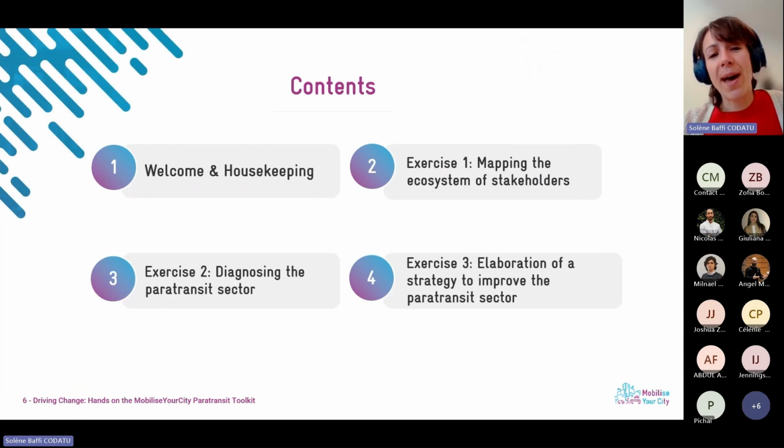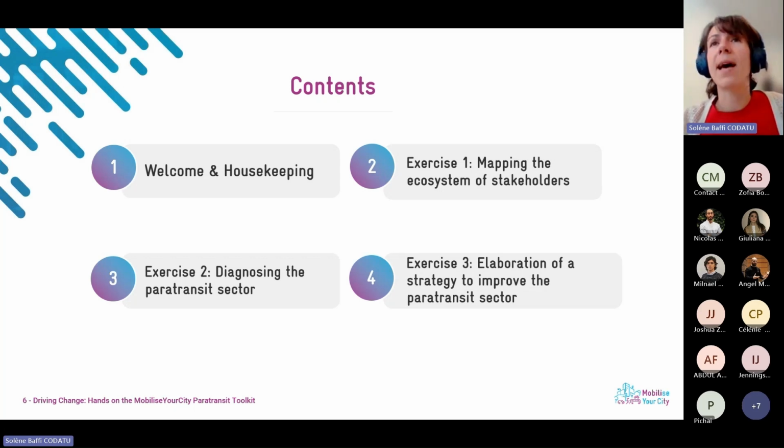To do so, we will have a three-phase approach in this webinar. We will first have an exercise that will lead us to map an ecosystem of stakeholders of the paratransit sector, to really identify who is part of this ecosystem and what are the relationships between the different actors. In a second exercise, we will try to identify what questions we can ask if we want to conduct a diagnosis of the sector, and more specifically, the type of information that we would need to answer these questions and the data to be collected.